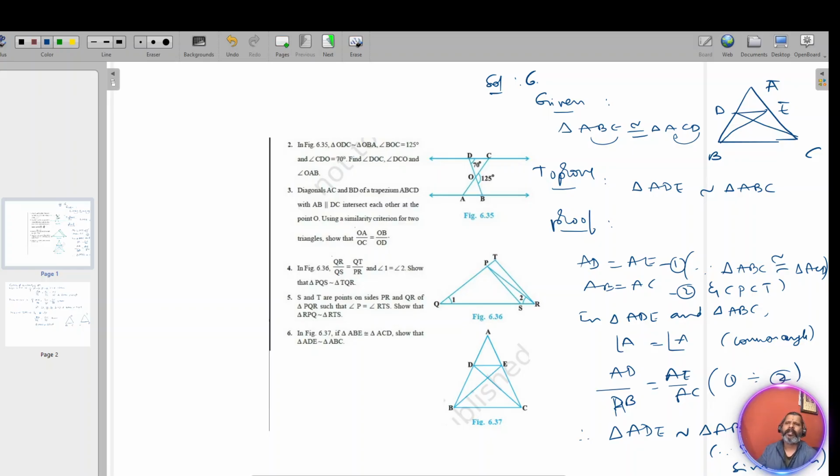Okay. Very easy question. Only thing is, by congruency, you have to get the two sides equal, corresponding parts of the triangle. Divide 1 by 2, you get the ratio, SAS, two sides ratio we get in the two triangle parts. Okay. Thank you.